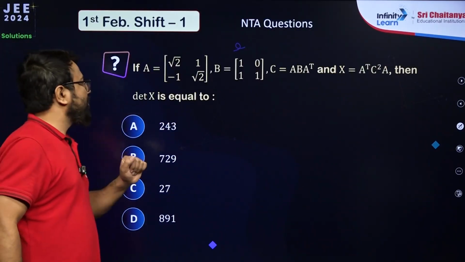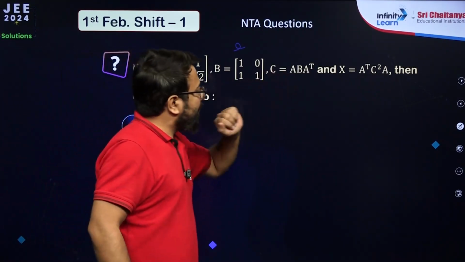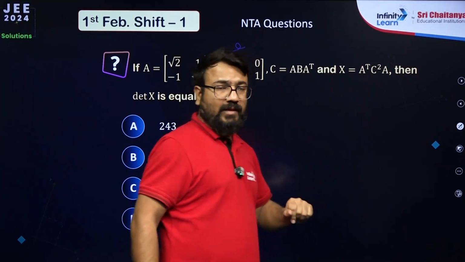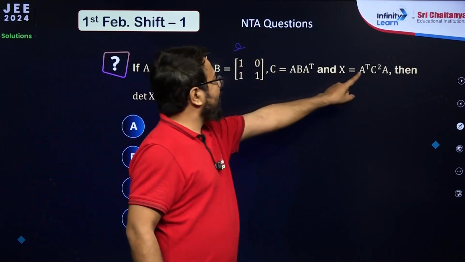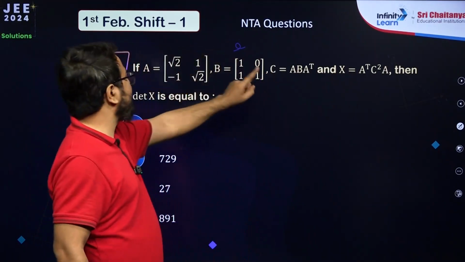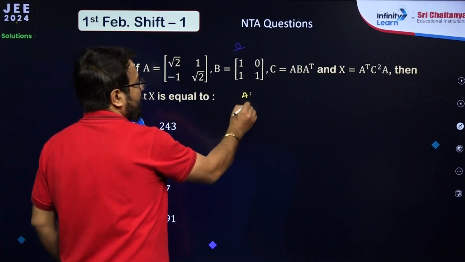Moving ahead to the next question, A matrix, B matrix is given. C matrix they have given here. X matrix they have given here. Asking for the determinant X. For the determinant X, determinant C is required. For determinant C, determinant A and determinant B is required. So let us find the determinant A first of all.